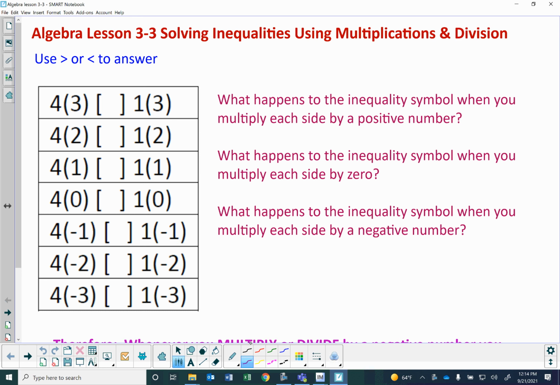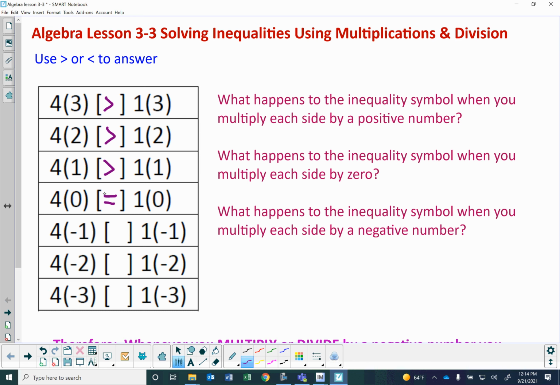Well, 4 times 3 would be greater. If we multiplied 4 times 2, we get 8, which is still greater than 1 times 2, which is 2. 4 times 1, which is 4, is still greater than 1 times 1, which is 1. And when we get to multiplication by 0, 4 times 0 is 0, 1 times 0 is 0, so this is no longer an inequality. It becomes an equality because we put an equal sign in there.